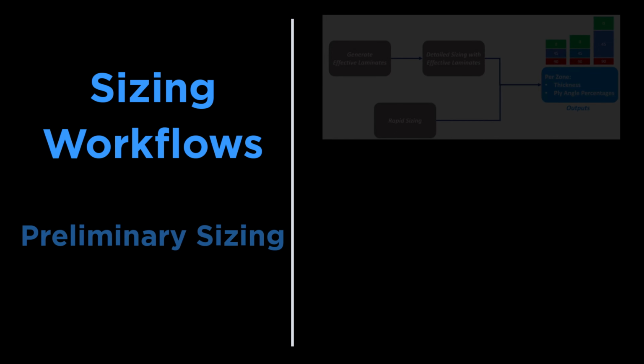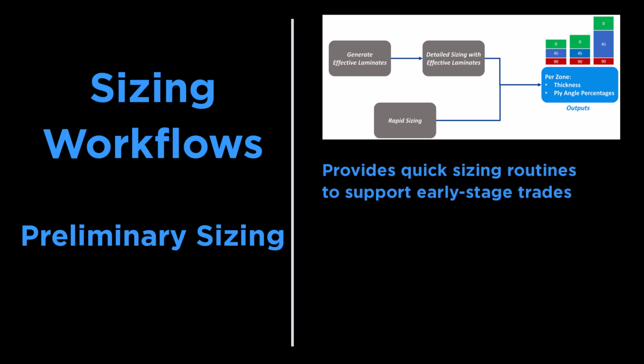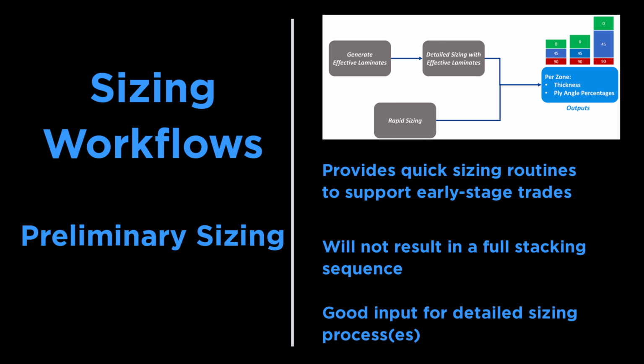HyperX offers 3 main sizing workflows for composites. The first is preliminary sizing. Preliminary sizing uses either rapid sizing or detailed sizing with effective laminates. Both options provide quick sizing routines to support early-stage trades. They focus on ply percentages and thickness, but neither will result in a full stacking sequence. Both are also good inputs to more detailed sizing in the next 2 workflows.